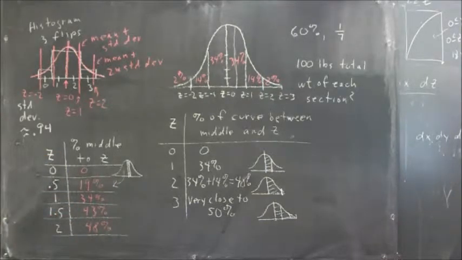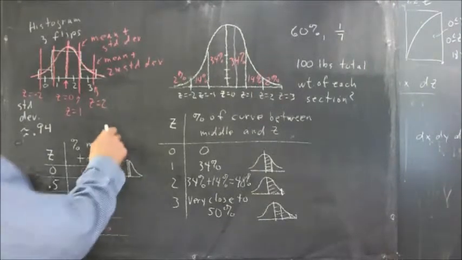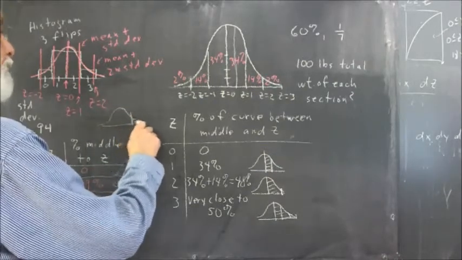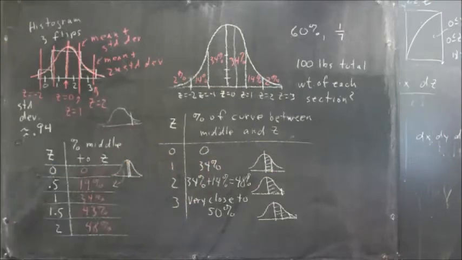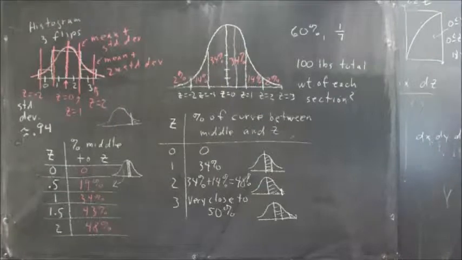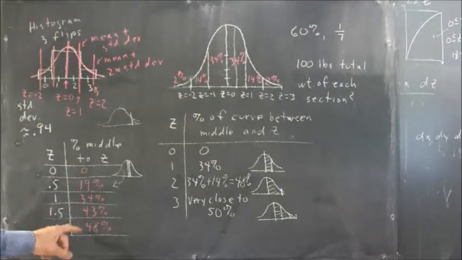Now there are other tables where they give you instead the area to the right of a given z value. So you should be warned that there are such tables, but it's usually either going to be this or this that you see in a table of z values and areas. And of course these percents will generally be expressed as decimals, 0.19, 0.34, 0.43, and so forth. And they'll have more significant figures.